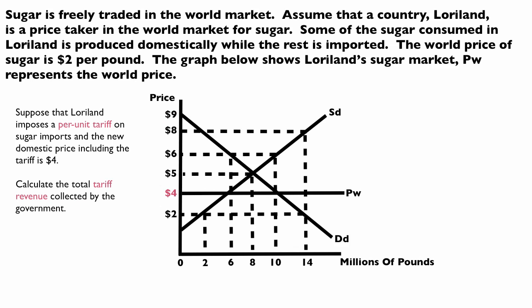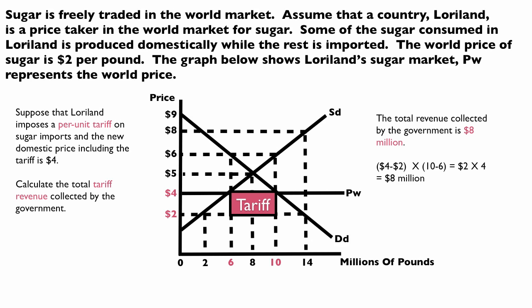Calculate the total tariff revenue collected by the government. The total revenue collected by the government is 8 million. (4 minus 2) times (10 minus 6) equals 2 times 4, which equals 8 million.